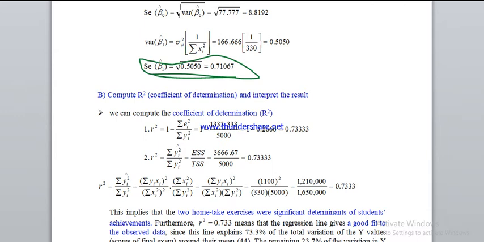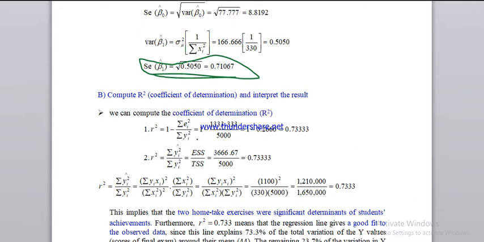The second question says compute R square. Of course, R square means the proportion of the variation in the dependent variable that is explained by the variation in the explanatory variable or the independent variable. In this case, we have only one independent variable. How much the variation in this one independent variable explains our dependent variable, the final exam score.